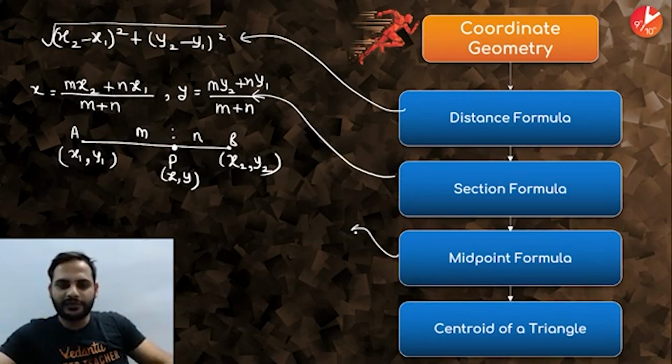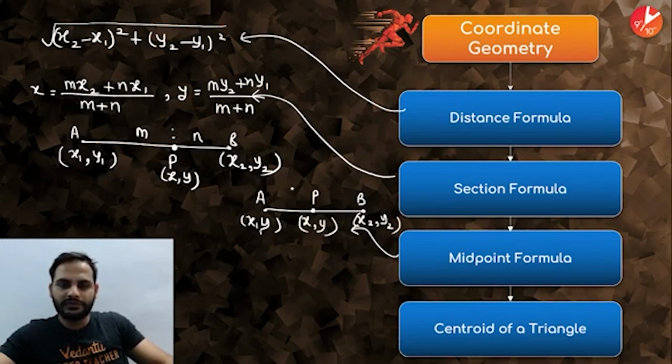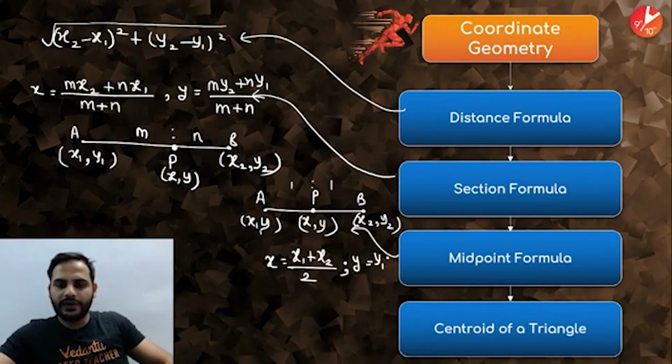Midpoint formula comes from section formula only. Suppose this point P is the midpoint. A is x1 comma y1, B is x2 comma y2, and let's say the point P is the midpoint. So we know the ratio will be 1 is to 1. If we apply the same formula, x coordinate of point P will be x1 plus x2 by 2, and y coordinate will be y1 plus y2 by 2.